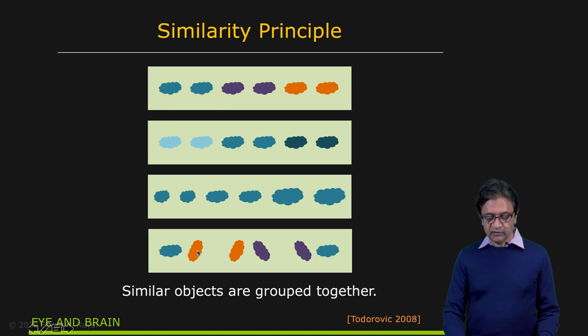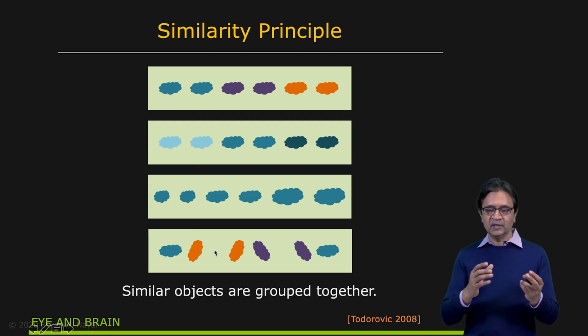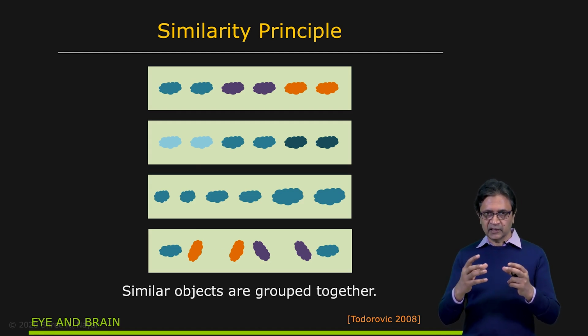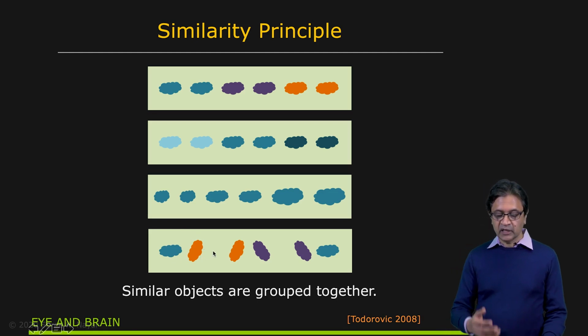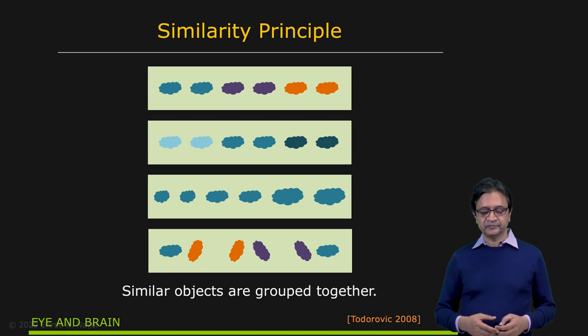In this case, you have these 2 that look identical to each other, but now you have similarity and proximity sort of fighting against each other. Are these 2 the same subgroup right here? Or is this a subgroup? And perhaps proximity begins to win out in this case. You're willing to see this as a subgroup. So that's the similarity principle.